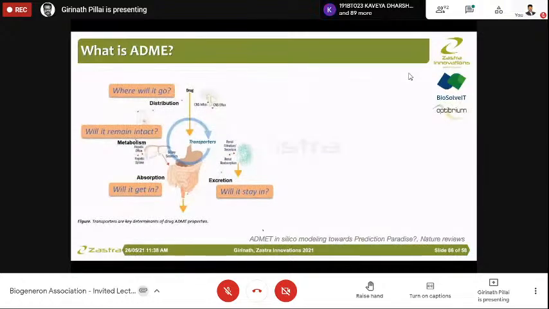So ADME is that A is for absorption, right? We are trying to understand whether my drug molecule can be absorbed by the small intestine of humans. And then D is distribution, where I'm trying to see where my drug will go, where it could be distributed after getting absorbed. And then M is for metabolism, to understand whether my drug compound can remain intact or whether it gets metabolized or whether it is unstable. And E is for excretion, to understand whether it is going to accumulate or whether it can be released properly outside the body.